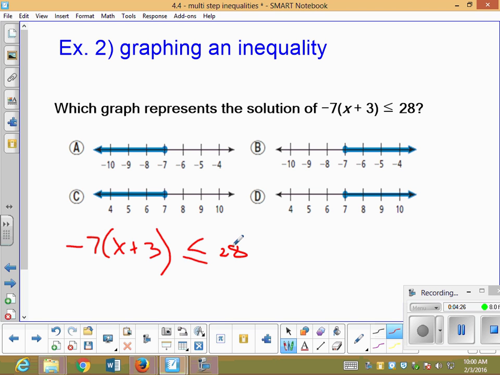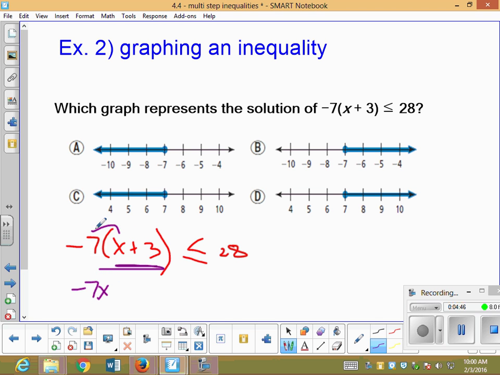Again, we want to try to get x by itself. And to get x by itself, we have to do what? We have to isolate the variable. But I notice here there's a group. Do you notice there's a group here? So since there's a group, we have to distribute. Remember that distributive property? Okay, so negative 7 times x is negative 7x.